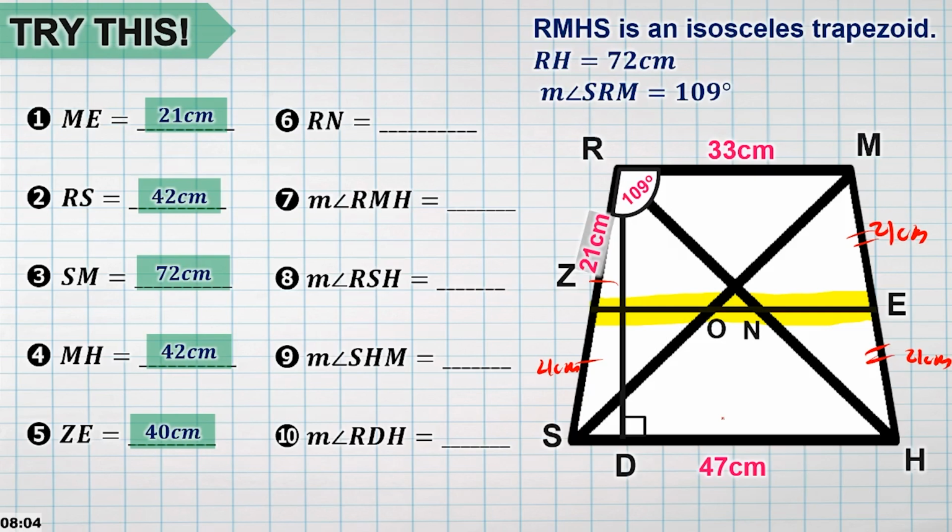Yung base po, 33 plus 47, tapos i-divide po sa 2. Magiging 40 po. Ayan, tama. 33 plus 47 is 80, tapos pag dinivide mo sa 2, it's going to be equal to 40 centimeters. Very good, John Clarence.